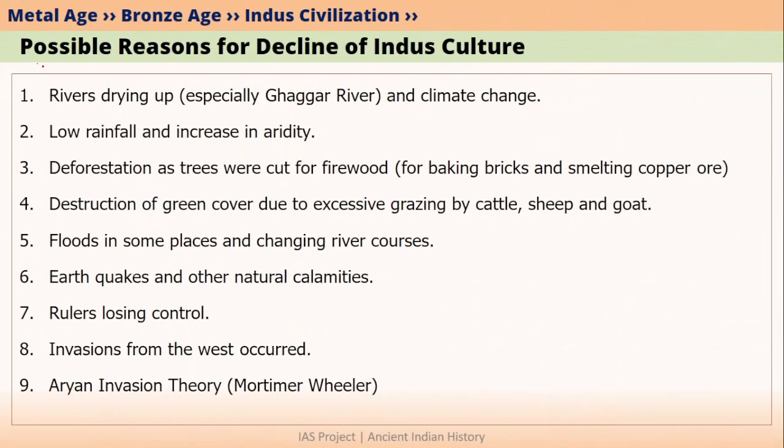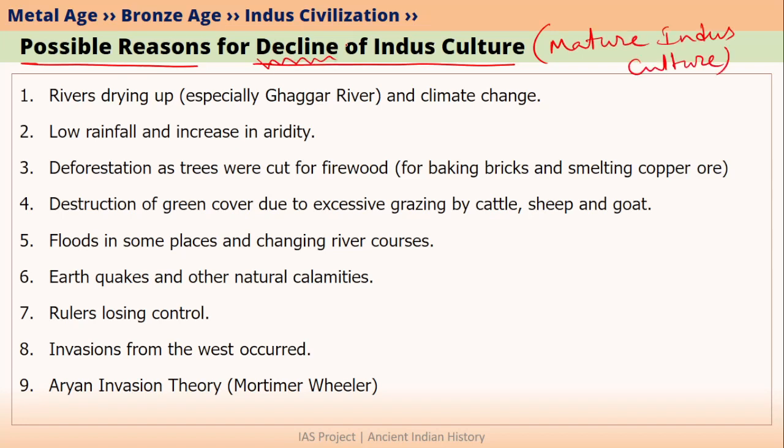Now, let us briefly talk about some of the possible reasons for decline of Indus culture, or I can say mature Indus culture. Please notice that the word used here is decline. It is not complete destruction. So Indus culture was still surviving. It basically declined. The first reason which is shown here is rivers were drying up, especially the Gaggar-Hakra river system.